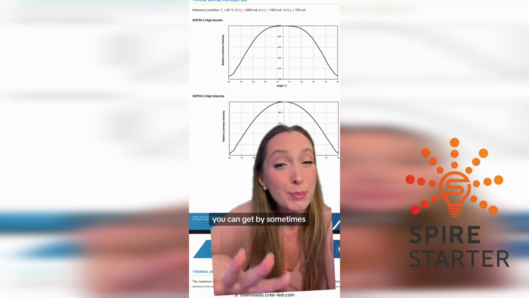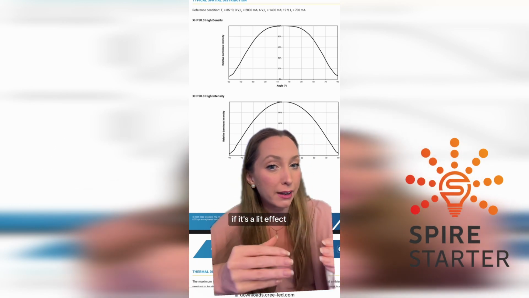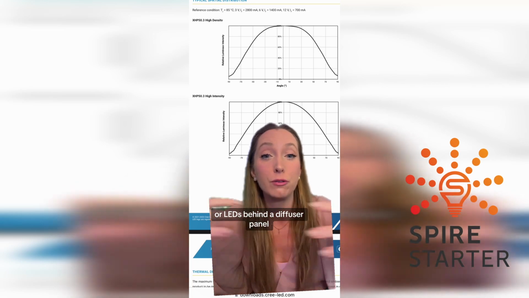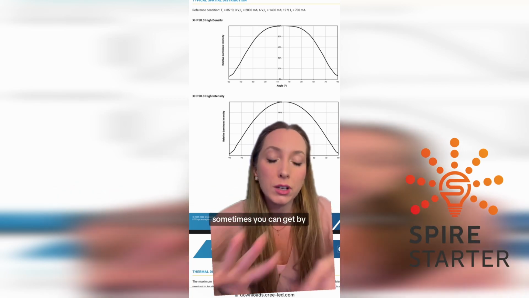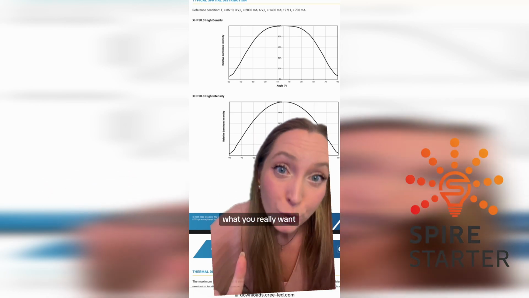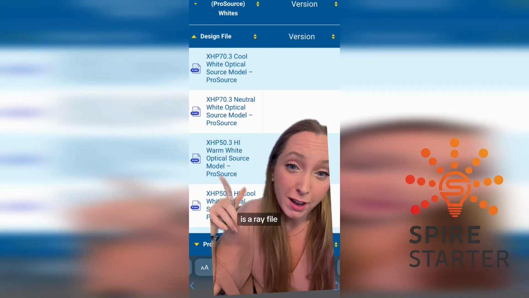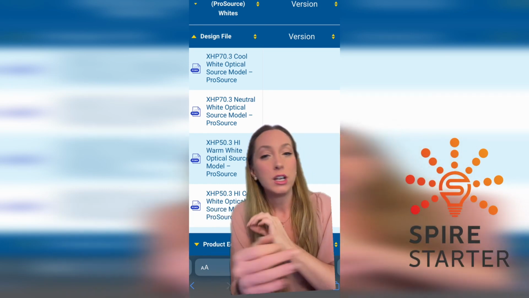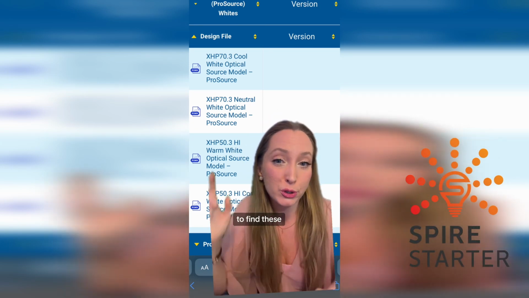You can get by sometimes if it's a lit effect, like a light pipe or LEDs behind a diffuser panel. Sometimes you can get by. I've done it before and it's worked all right. What you really want is a ray file, and you need to go to the actual manufacturer's product page, not on DigiKey, not on Mouser, to find these.